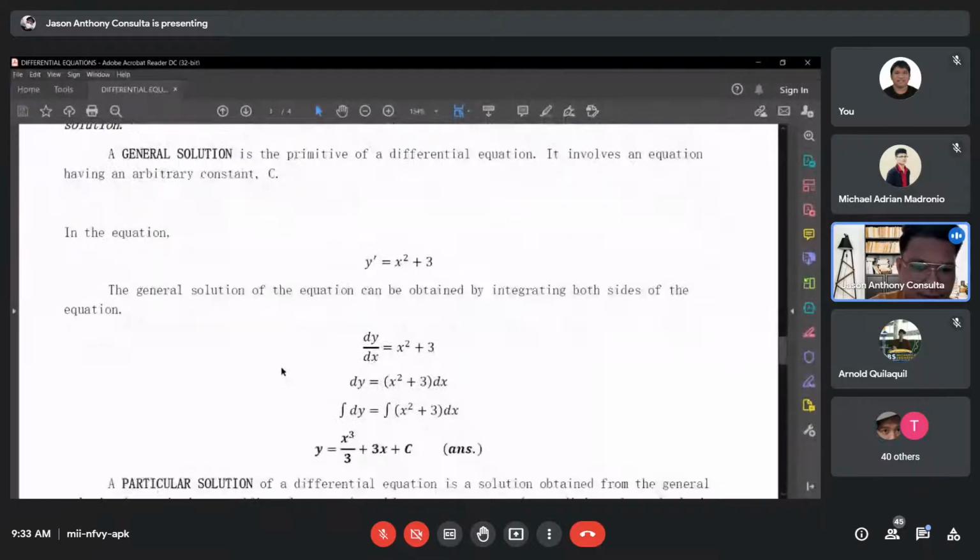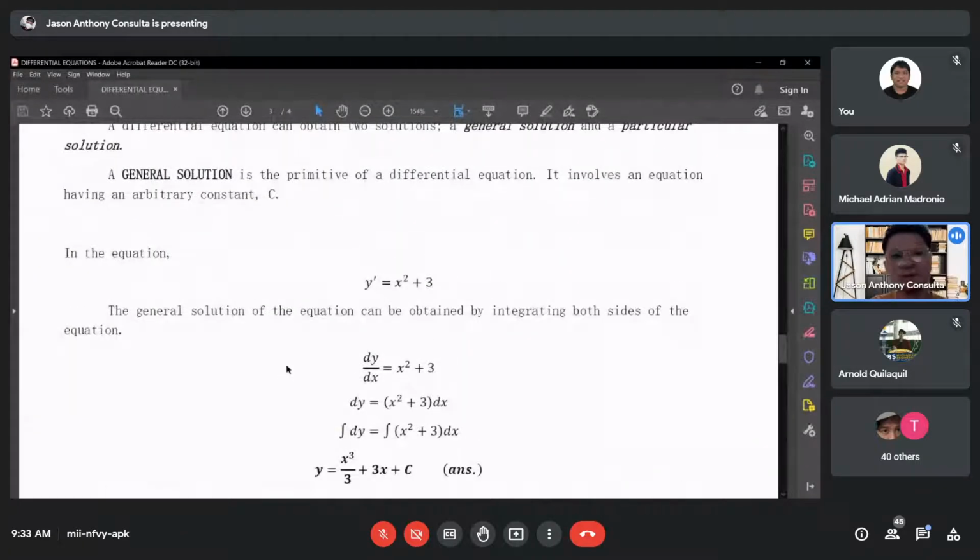Ito yung solution niya. So, sabi doon, ang general solution, it involves an equation having an arbitrary constant c. So, if we are given this kind of differential equation, y prime is equal to x squared plus 3, ano yung gagawin natin para magkaroon siya ng arbitrary constant? We need to integrate both sides of the equation.